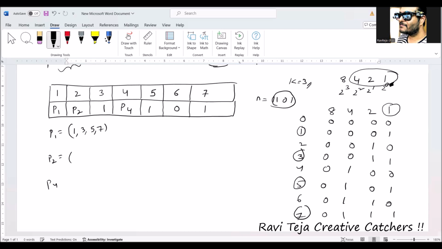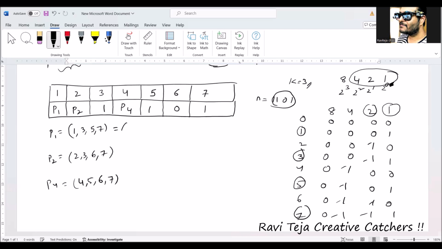Okay. Similarly, for P2, consider 2. So second, third, 6, 7. Similarly, P4. So see here, 4, 5, 6, and 7. Okay, so these are the positions where we have ones.